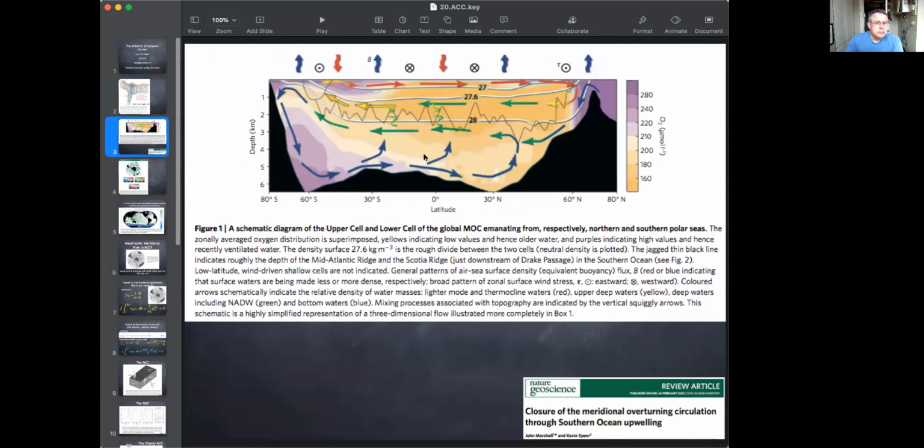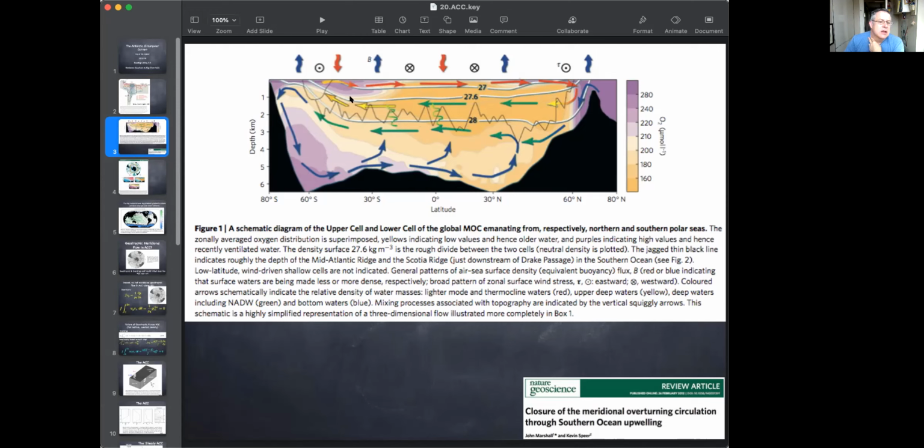Okay. So here is a side view, including fluxes at the surface, from this paper by John Marshall and Kevin Speer, which is a nice review article on the ACC and how it works. And notice that they're talking about the meridional overturning circulation through Southern Ocean upwelling. So it's really focused on the overturning circulation, looking from the side. Now when we look from the side, we can see the Antarctic bottom water coming in, spreading upward. We can see the deep waters coming in at mid depths and heading towards the pole.